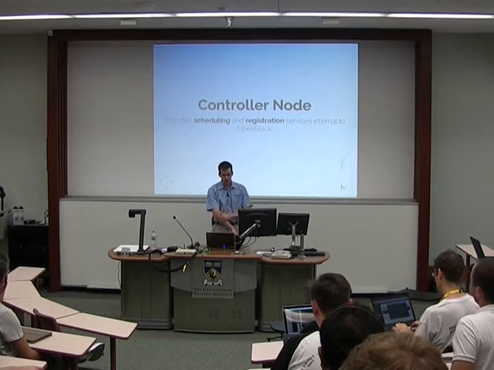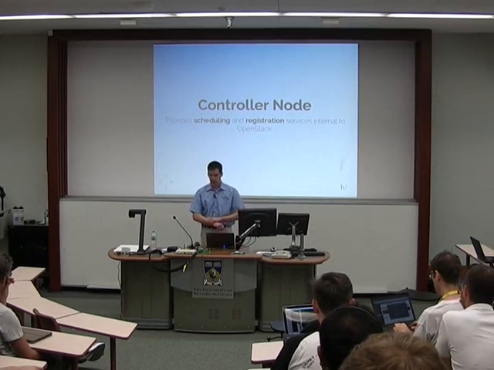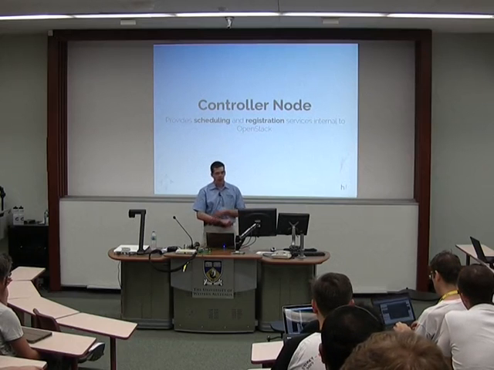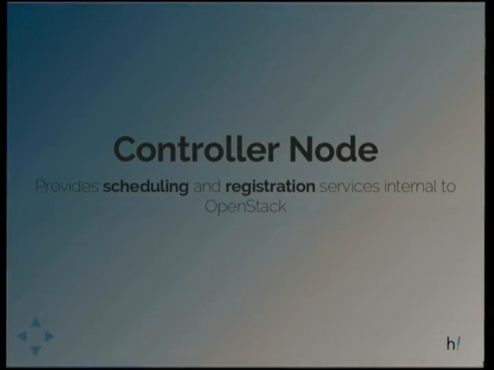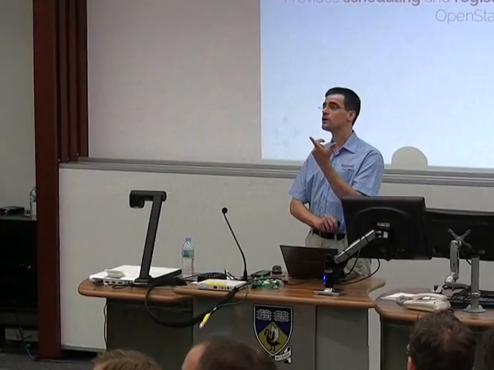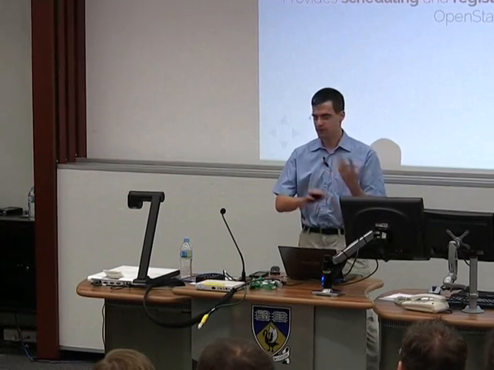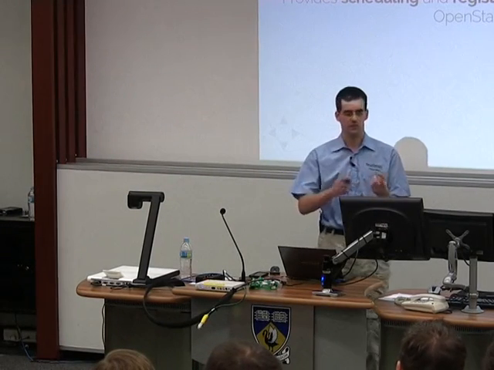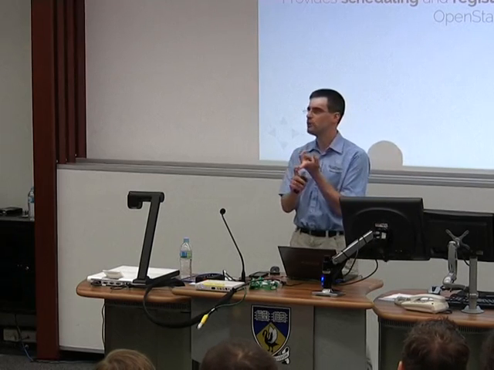Then we have the controller node. A controller node basically provides scheduling and registration services internal to OpenStack. Now, why is this distinct from the API node? Any ideas? Why would we put that on two different hosts? Exactly. So the standard answer whenever you're being asked a tutorial question like that is always one of two: it's either security or performance, right? In this case, it's mostly security.